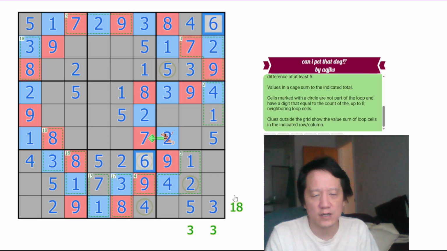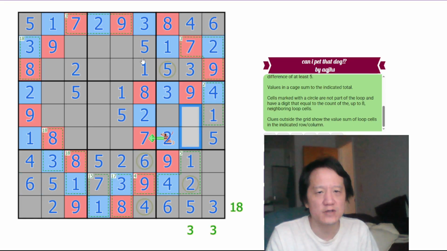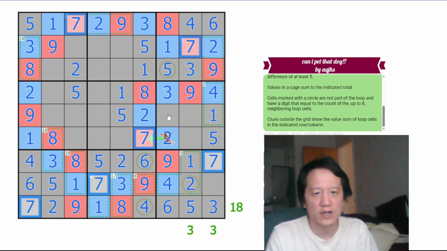6s. 6 cannot be here in box 9, so 6 has to be here. 6 can't be here in row 8, so it has to be here. 6 can be either of these. This is pretty broad too. 7. 7 in column 1 has to be here, which means 7 in row 7 has to be here. 7 in column 7 has to be here.